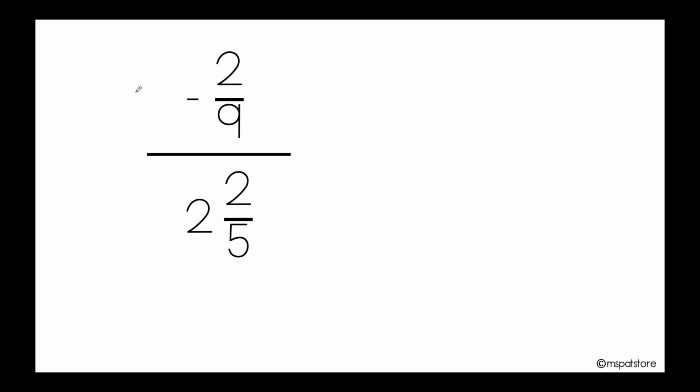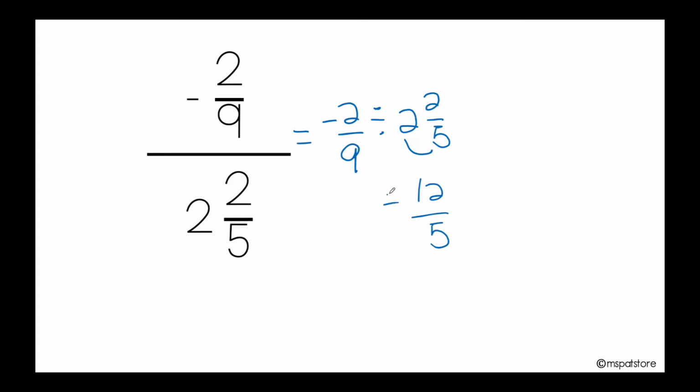All right, so let's write it down as a division expression. -2/9 divided by 2 and 2/5. Let's change this mixed number into an improper fraction. 2 times 5 is 10, plus 2 is 12. So it's 12 out of 5 because the denominator stays the same. Let me bring this other down.